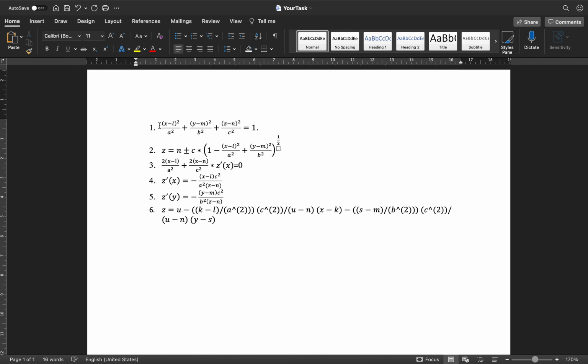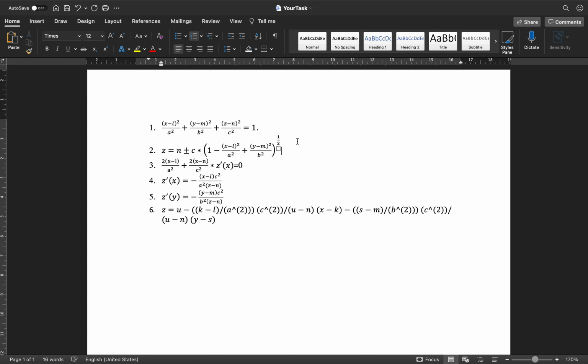The first equation is my original equation, and first we should find the coordinate z from this equation, and then we get this formula for the z coordinates. After finding this, we should find the derivatives of z with respect to x and y.